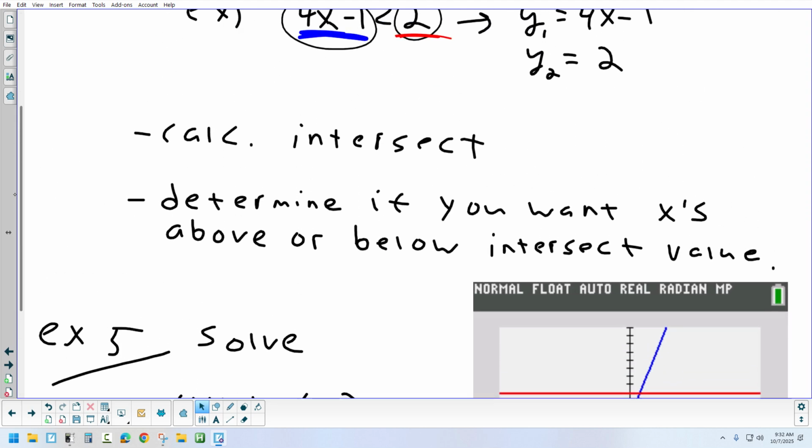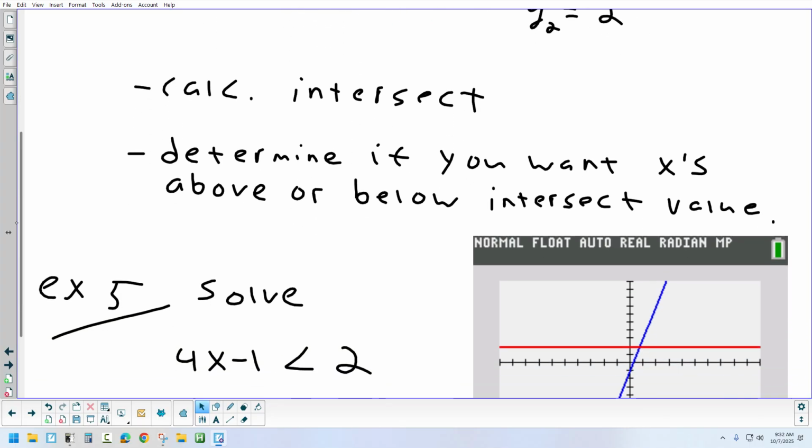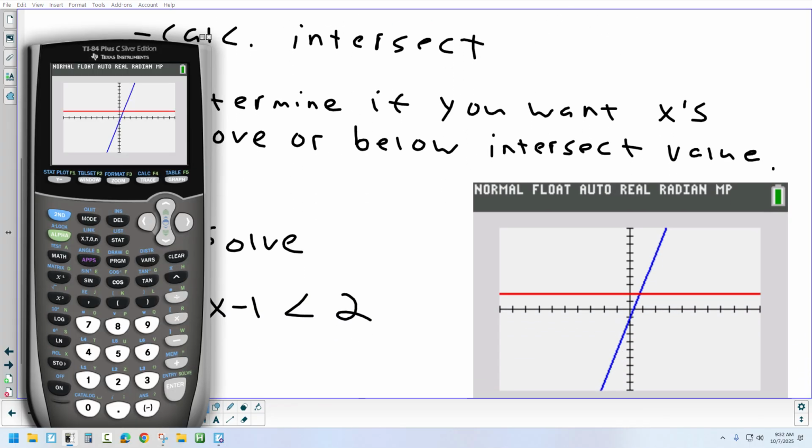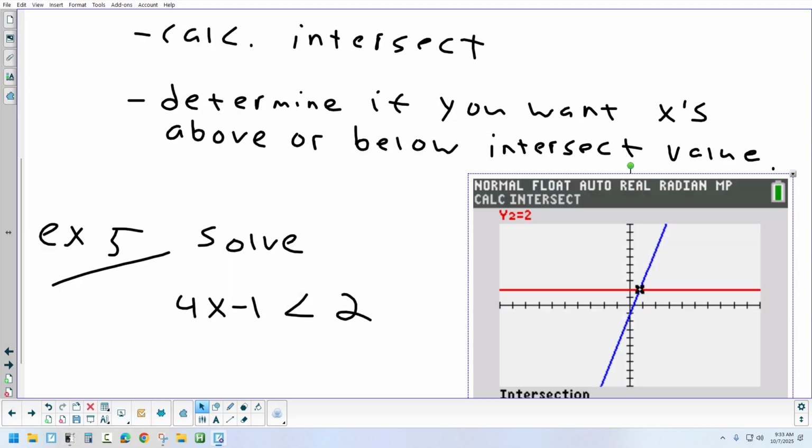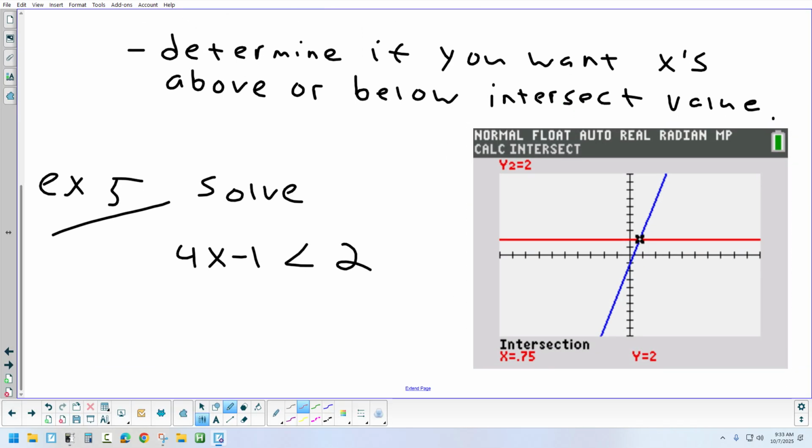So now I need to calculate the intersect. Well, I didn't do that. So second calc, option 5, because there's only 2 lines and they only cross in one spot, pretty much just hit enter 3 times. Okay. So now I've got my intersect. And notice it's exactly the same as the root.